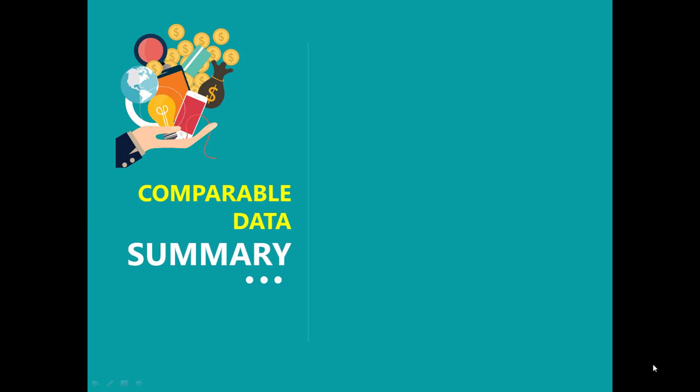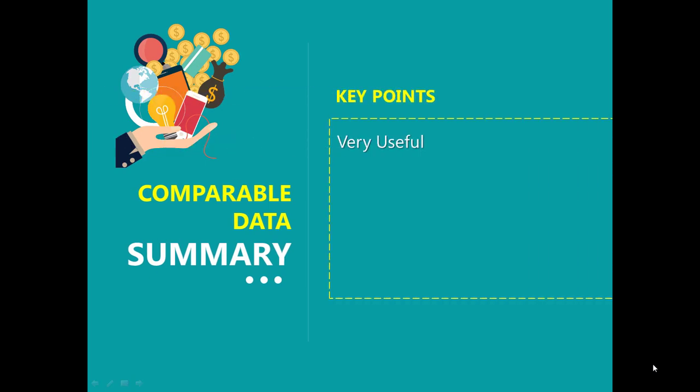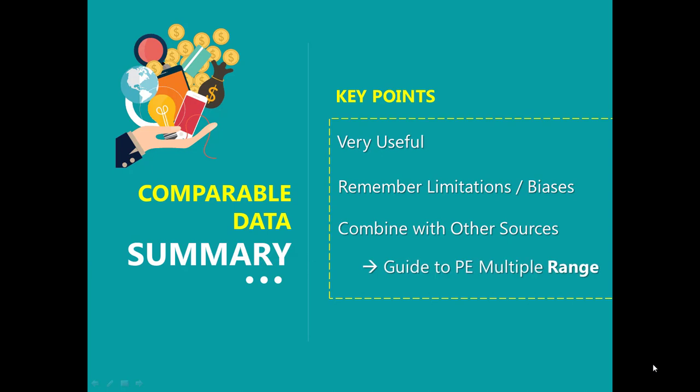So in summary, the available comparable data can be very useful, especially in the US where it comes from, but even for people in other countries. Since data of this quality on small businesses doesn't exist in most countries, this data is really the best we have. You have to remember the limitations of the data and the potential biases, and you must combine it with other sources to get a fuller picture. But once you've done this, you'll have a good guide to the range in which the PE multiple of the company that you're interested in will sit.